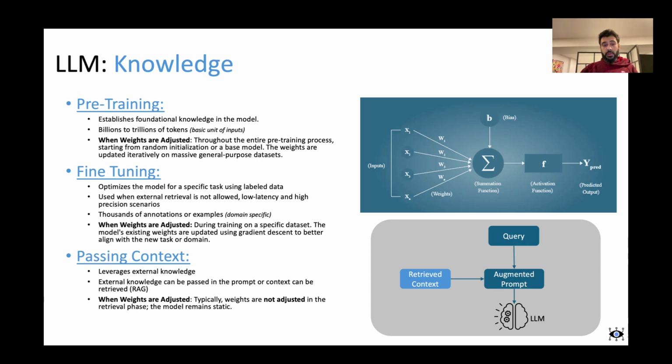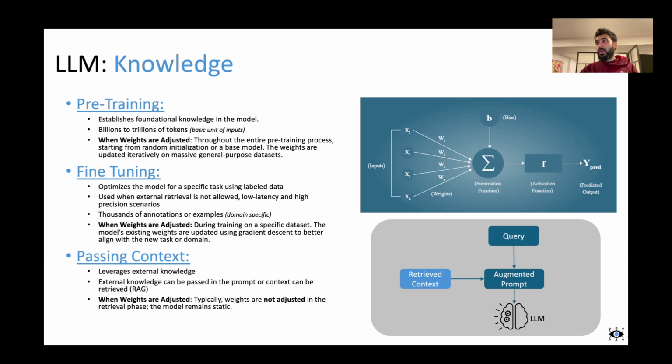It's basically used for use cases where retrieval is not allowed, where we need low latency and high precision scenarios. Thousands of annotations are used as compared to billions and trillions in pre-training, and these examples and annotations have to be domain specific. In this process, the weights are adjusted as per the specific data set. That's fine tuning.